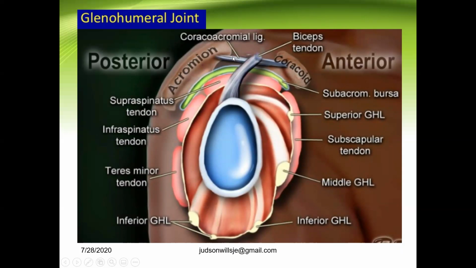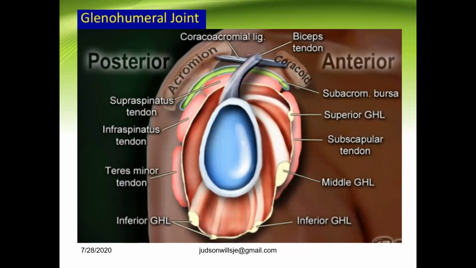Superiorly, there is a structure called the long head of biceps tendon. This is the long head of biceps tendon, and the tendon of the supraspinatus muscle. These are the superior structures of the glenohumeral joint. And this is the anterior side of the glenohumeral joint. Anteriorly, we can see the anterior labrum and glenohumeral ligaments.